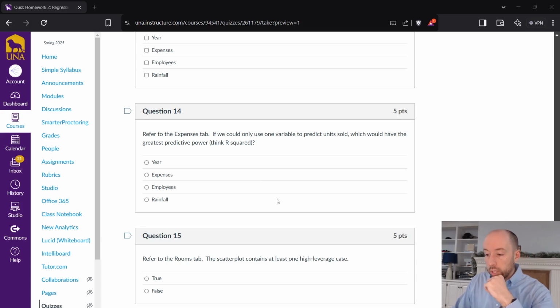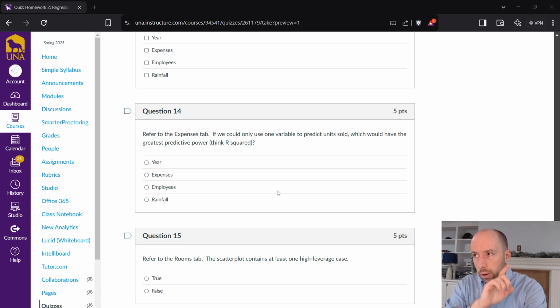Refer to the expenses tab. If we could only use one variable to predict units sold, which would have the greatest predictive power? This question is a conundrum, because the previous question says which would you not use, and we may not have the best way of identifying which we should not use. Model selection is actually somewhat challenging, and there are different ways of going about it that can lead to different solutions. But here it says think R squared.